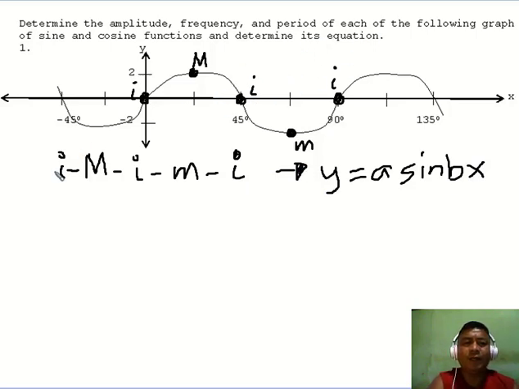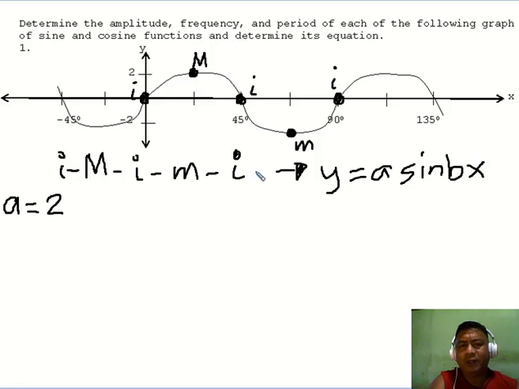Now let's determine the amplitude A. The amplitude A is simply the highest point or the minimum point, actually 2 and negative 2, the y-ordinates 2 and negative 2. So actually the amplitude is simply 2, since the maximum point and minimum point can be determined by the value of the amplitude.